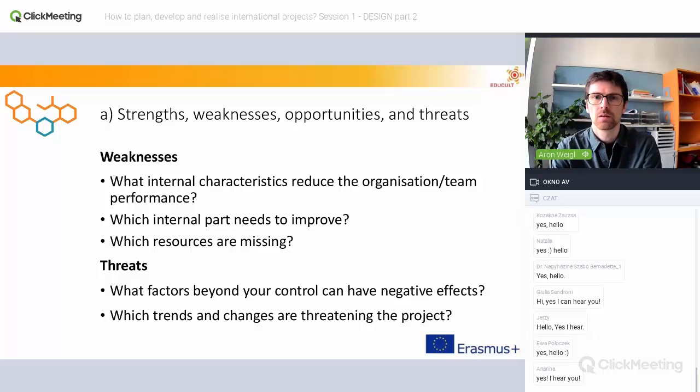Again, this is a bit easier to define for yourself, but also if you talk about a partnership, then for sure you have to include the partners, again, the partner organizations, to find out what is perhaps missing, which expertise is perhaps missing. Do we need another partner for this certain expertise, for example?